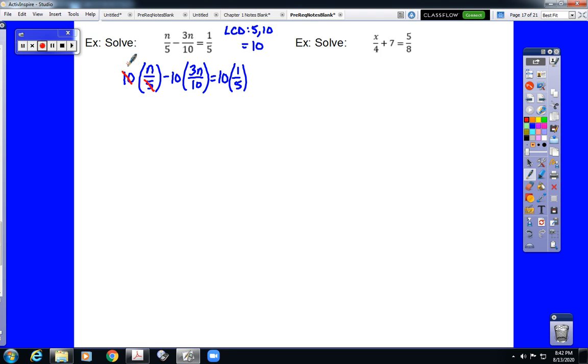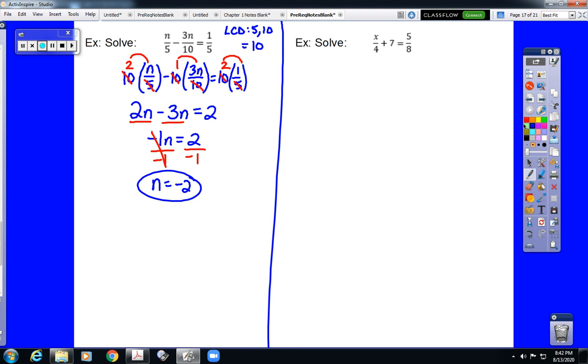10 divided by 5 is 2. 10 divided by 10 is 1. 10 divided by 5 is 2. Then we're going to multiply 2 times n, negative 1 times 3n, 2 times 1. That would give us 2n minus 3n equals 2. Just like the last one, no parentheses, so we move on to combine like terms. 2n minus 3n is negative 1n equals 2. And then we divide by negative 1 to get our answer. 2 divided by negative 1 tells us that n is negative 2.